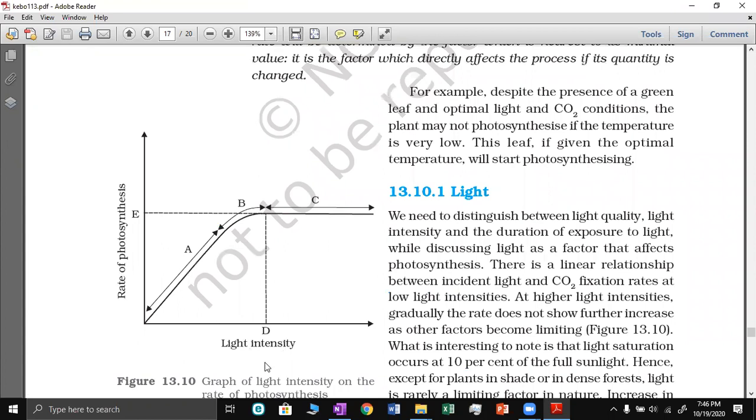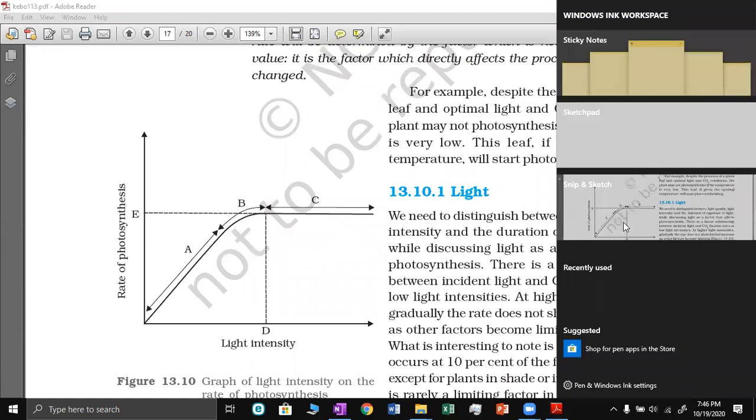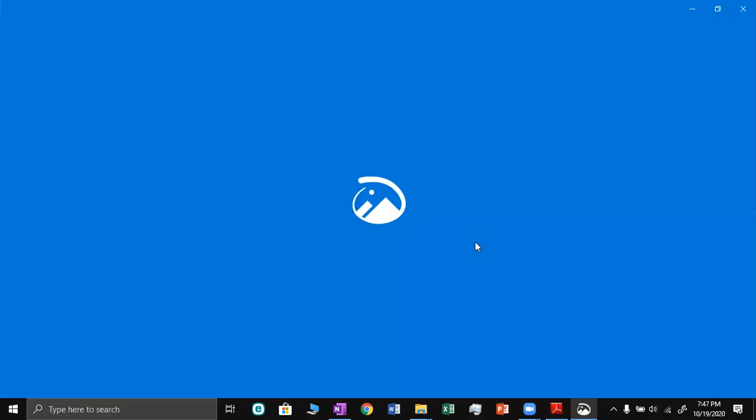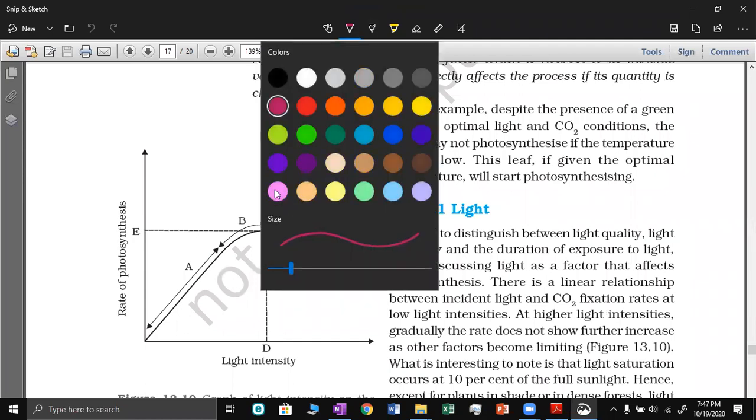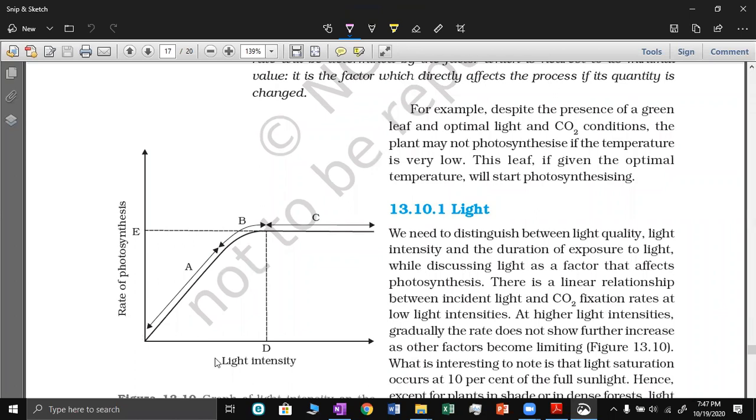This one, these two things have been taken as two factors. One is the light intensity, and here this side is photosynthesis. Naturally, all other things have been supplied: carbon dioxide has been supplied in sufficient amount, the chlorophylls are all sufficient, and water is enough.